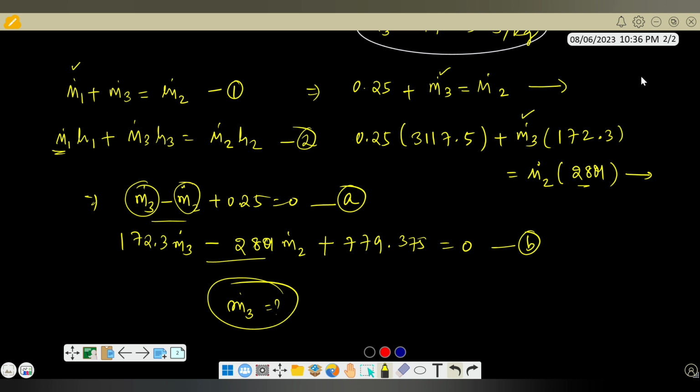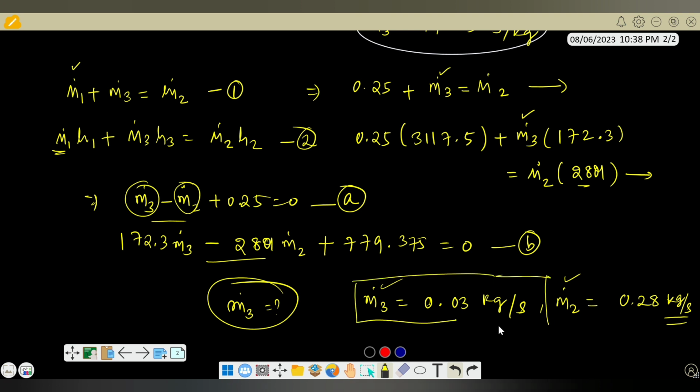So let me use the calculator also. After calculation you can find out the value of m3 dot as 0.03 kg per second, and the value of m2 dot as 0.28 kg per second. So these two values you can directly find out from the scientific calculator.